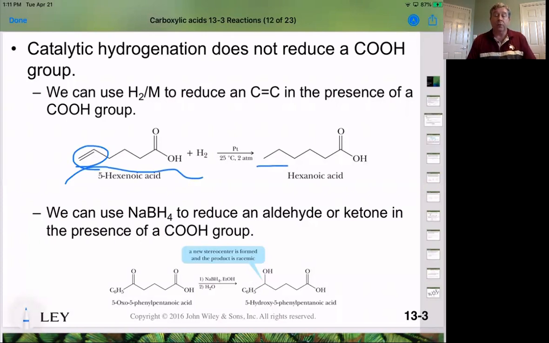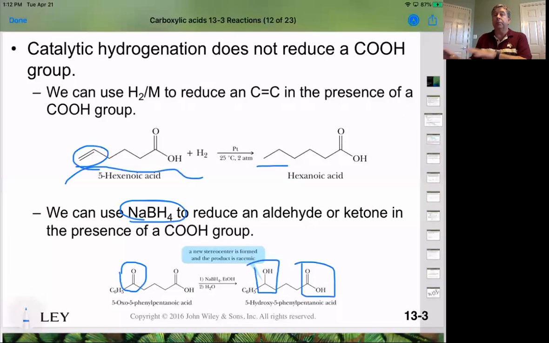This is also true if we have a ketone or an aldehyde in the system. We can reduce that ketone or aldehyde using that sodium borohydride. We'll reduce both of those down to alcohols, either a secondary alcohol in the case of the ketone or a primary alcohol in the case of an aldehyde without touching our carboxylic acid at all. So we can actually do very specific reactions on individual functional groups on a compound by choosing your reagent very carefully.